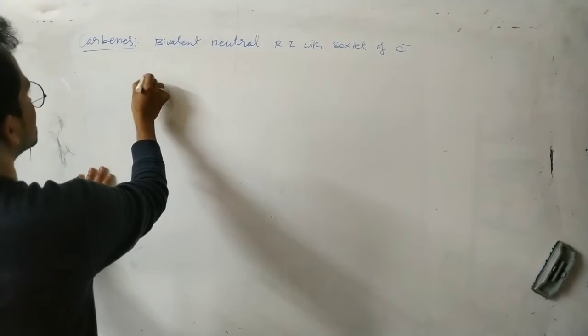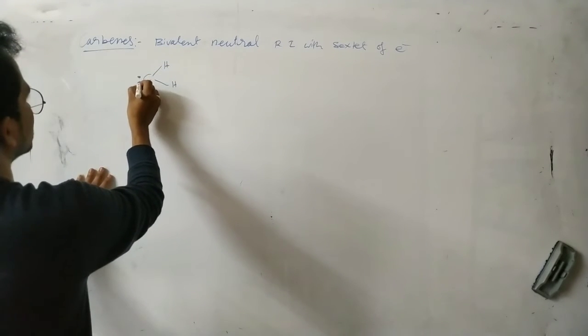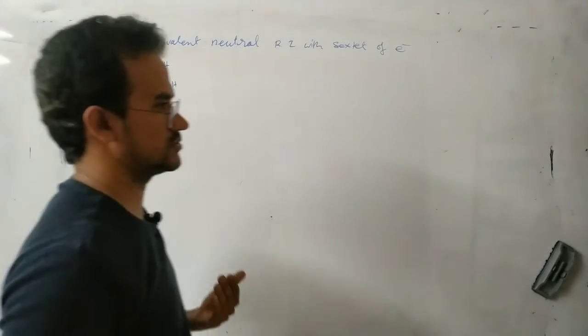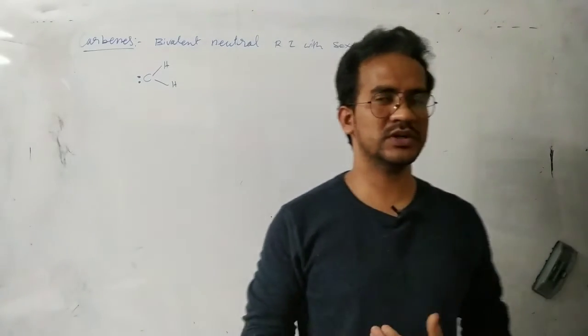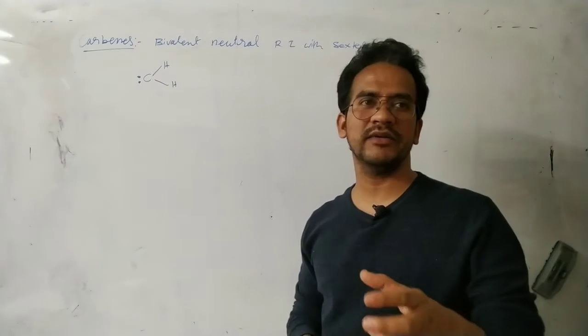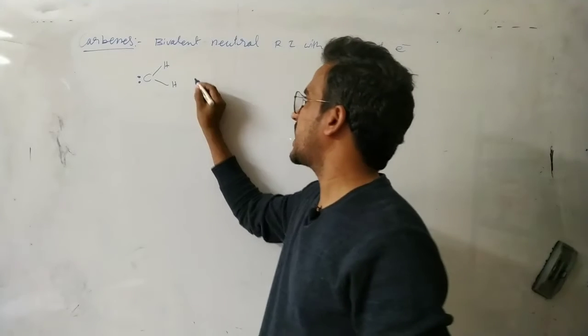So the structure is this: a hydrogen, this is a hydrogen. Here two single electrons. It's bivalent, so it can form two more bonds. Generally carbon can form four bonds, but already two bonds are there, so two more bonds it can form. That's why it is a bivalent neutral reaction intermediate. No charge actually.